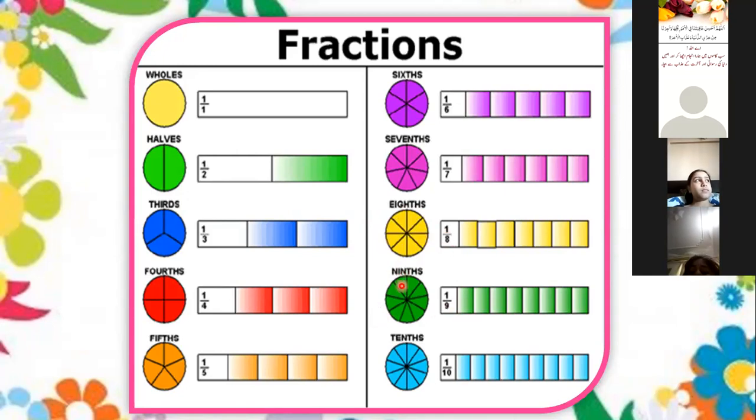Now come to this shape 9. Here we have divided the whole into 9 equal parts. So it is called nines. And one part is called 1/9. If two parts are shaded, we say 2/9. In the same way, when all parts are shaded, it is called nines.